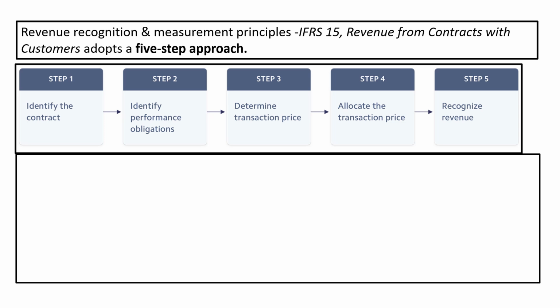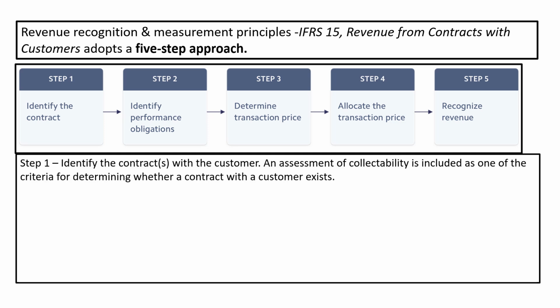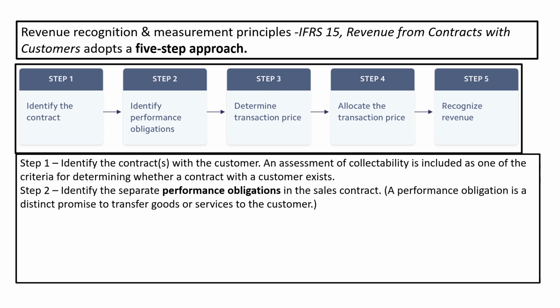IFRS 15 adopts a 5-step approach to revenue recognition and measurement. Step 1 is to identify the contract with the customer, essentially what has been agreed between the customer and the entity regarding the product or service offering and payment. Also, an assessment of collectibility is included as one of the criteria for determining whether a contract with the customer exists. Step 2 is to identify the separate performance obligations in the contract.